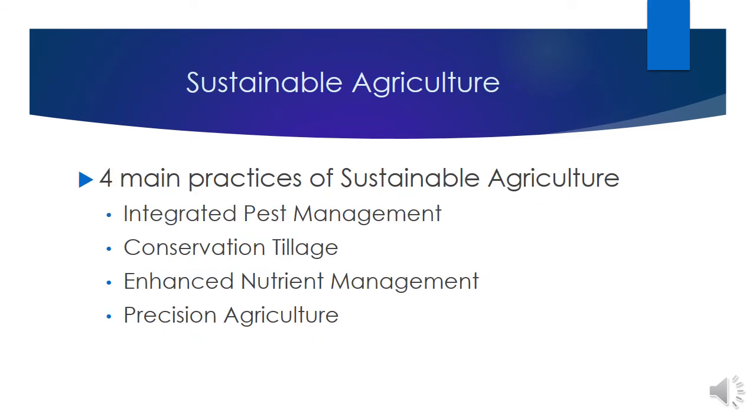Another aspect we're talking about here is sustainable agriculture. Four main practices here: integrated pest management, conservation tillage, enhanced nutrient management, and also precision agriculture.